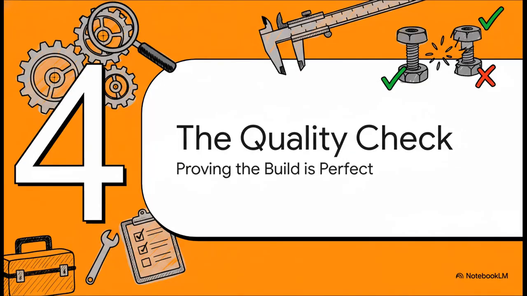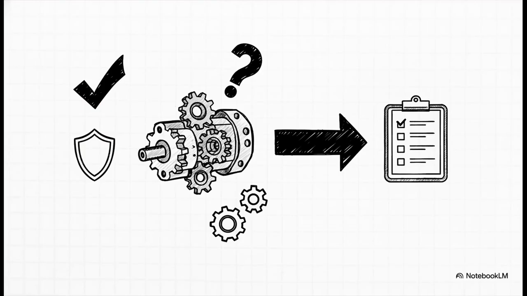But wait a minute, how do you actually know the job is done right? That brings us to our final and honestly maybe the most critical step of all, the quality check. So, the thing is assembled. It looks great. But is it correct? Is it safe? Is it actually going to work the way it's supposed to? The only way to know for sure is through rigorous quality control.